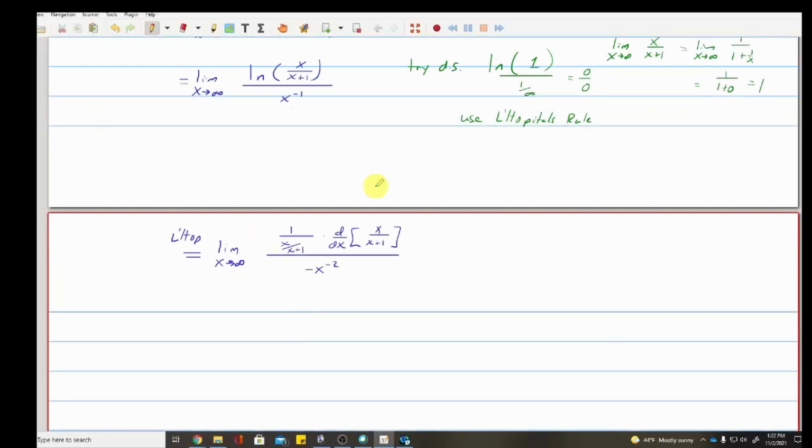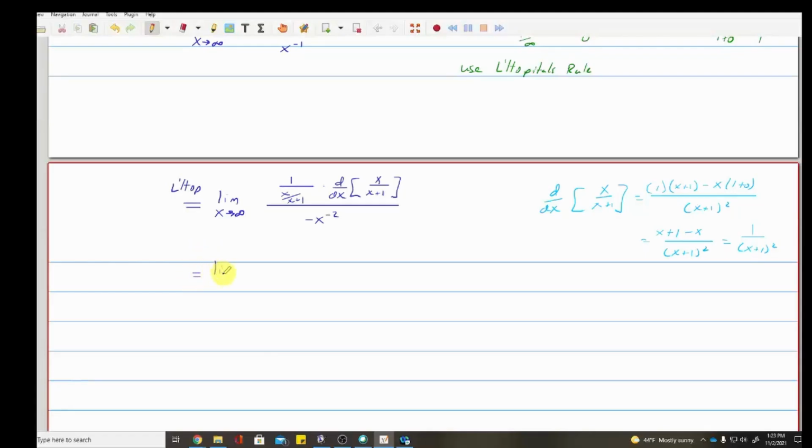Okay, so what I'm going to do is off to the side, I'm going to say, what is the derivative of x over x plus 1? I'm going to use the quotient rule. So the derivative of the top times the bottom minus the top times the derivative of the bottom, over the bottom squared. Let's simplify. So I have x plus 1 minus x all over x plus 1 squared. So this is just 1 over x plus 1 squared.